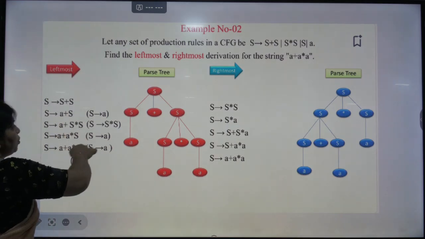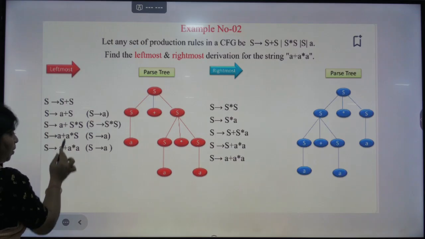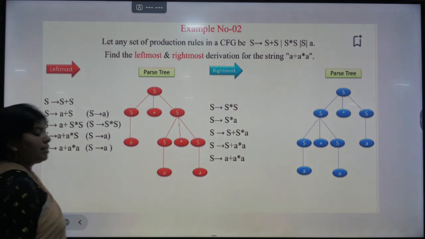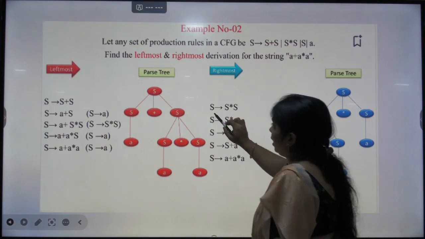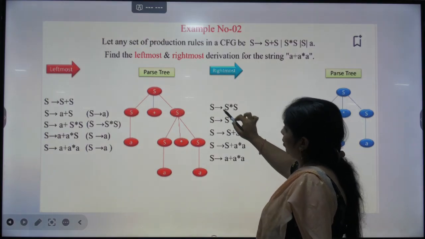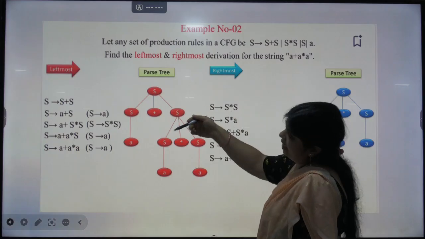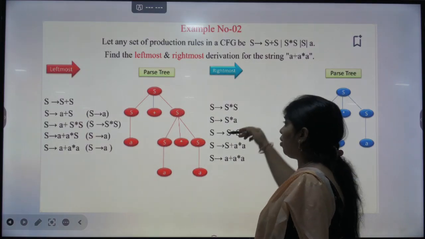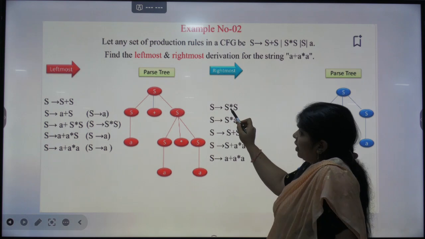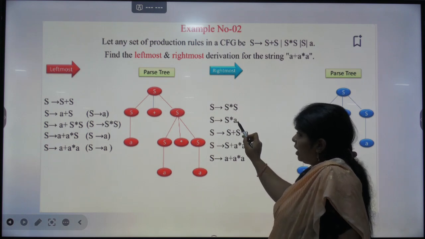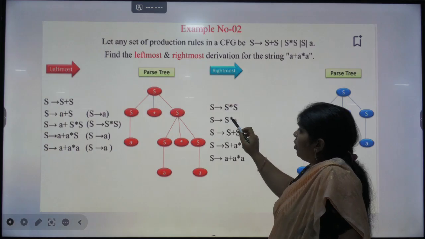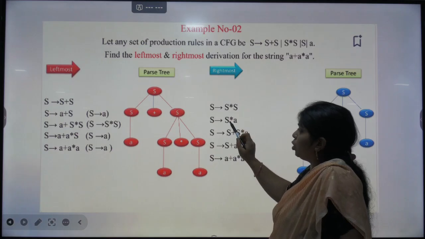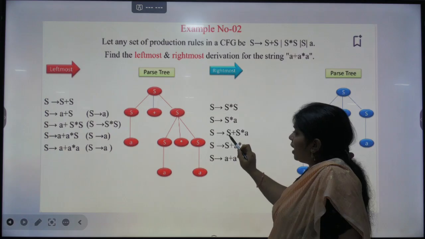So if we are able to derive the string by using leftmost derivation, then according to this order only we are going to generate the parse tree. In the same way, in the rightmost derivation, first we take the start symbol S, then we can take either S plus S or S star S. Now in the leftmost derivation we took S plus S, now I am taking S star S. Then this rightmost S has been replaced with A. Now we have only one non-terminal symbol S, and that S has been replaced with S plus S.